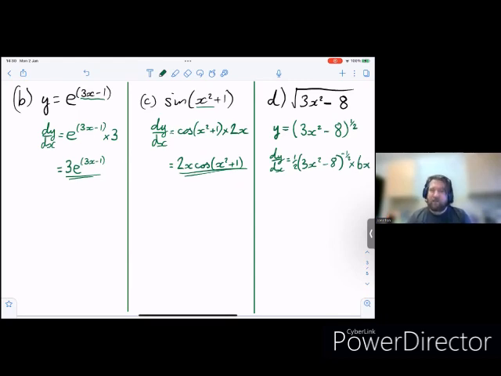Okay, and again, that's a little untidy because we've got half at the front of the bracket and 6x afterwards. So we just need to collect them together. A half times 6x is 3x. And we've got 3x squared minus 8 to the minus a half.